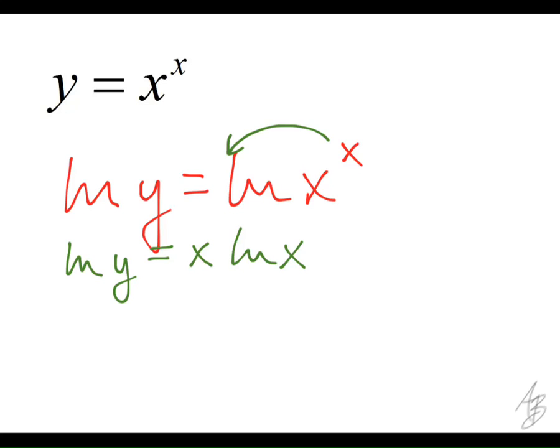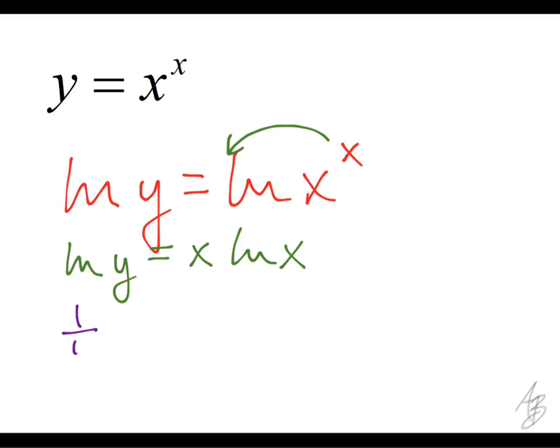So what we can do now is we can take the derivative of both sides. Since we don't have y by itself, what kind of differentiation are we going to have to use? Starts with an I. Implicit. So we're going to do implicit differentiation and take the derivative of each individual term by itself. So what is the derivative of the natural log of y?